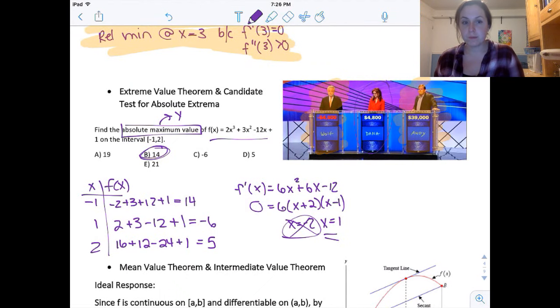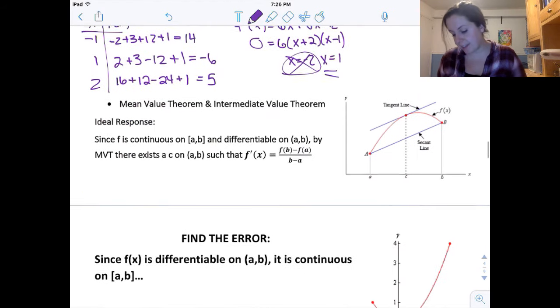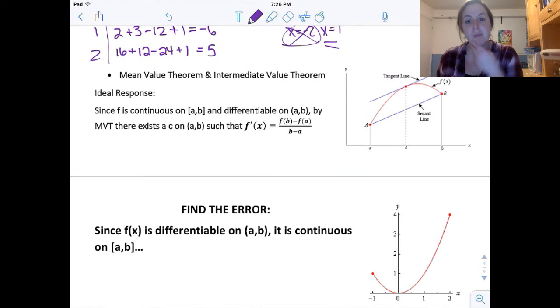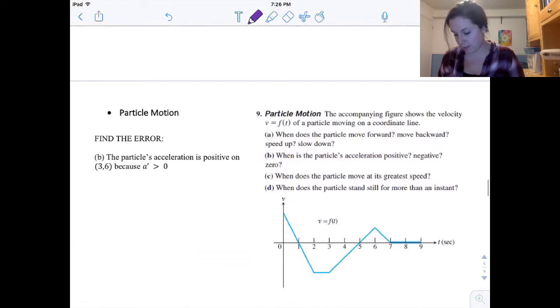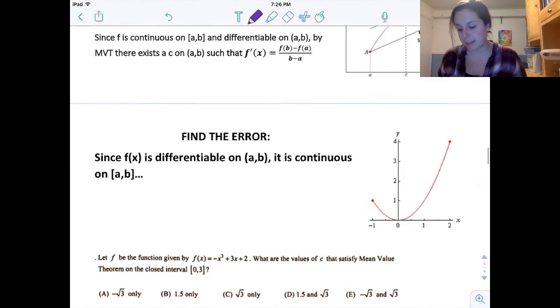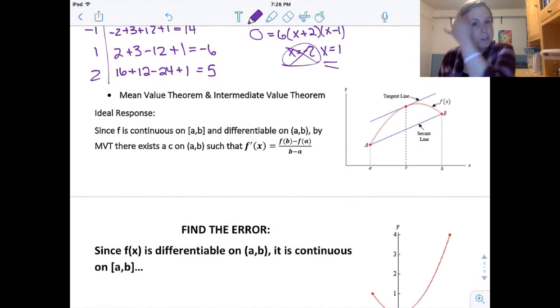All right, last thing we're going to look at in this first half is mean value theorem, I think, right? Particle motion, but we're going to spend 30 seconds on that. Okay, so mean value theorem and intermediate value theorem. Ideally, guys, we've got to look for what our response should be. Remember, intermediate value theorem says if f of a is this and f of b is this, and we have a continuous function on the closed interval, we have to hit every value from f of a to f of b.